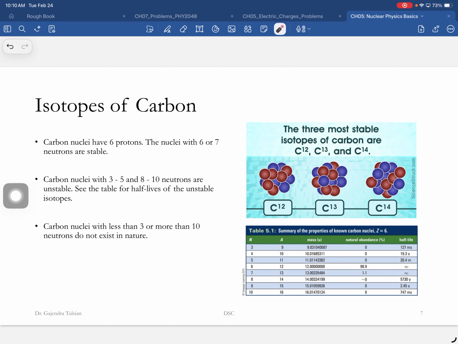Carbon-14, you see there's its half-life, 5,730 years. So this tells you the half-lives of all those isotopes. You see, the further away the neutron number is from the proton number, the faster it radioactively decays.